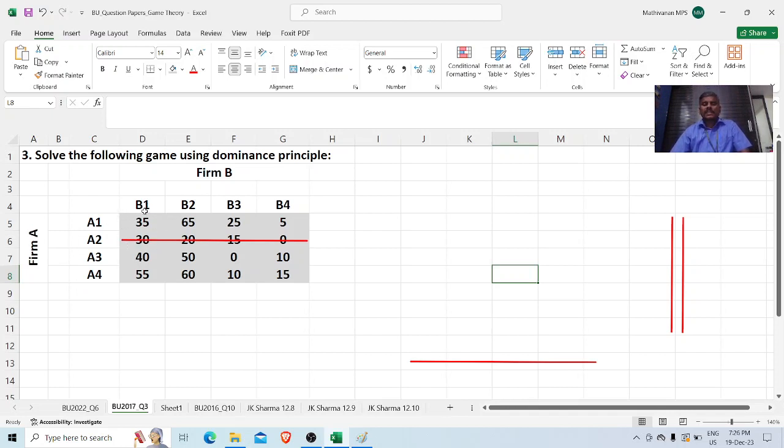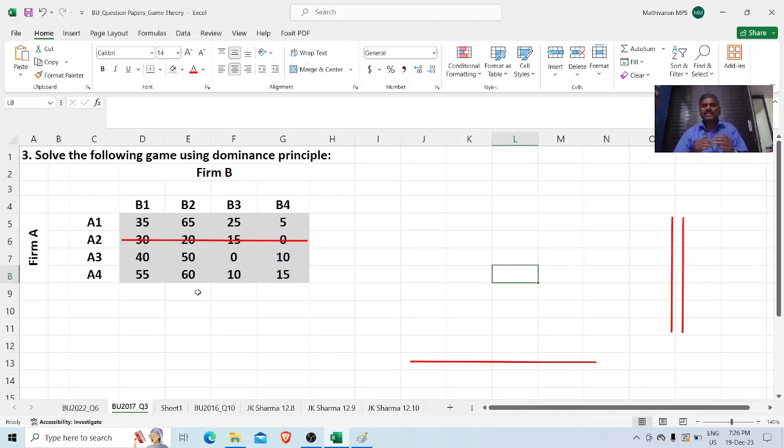A1 gives 35 points gain for firm A when firm B uses the first strategy, and A4 gives 55 points. So which is giving more points? Strategy A4 is giving more points. Now look at A1 and A4 when firm B is using the second strategy. A1 gives more gain, that is 65 points. A4 gives less gain, which is 60 points.